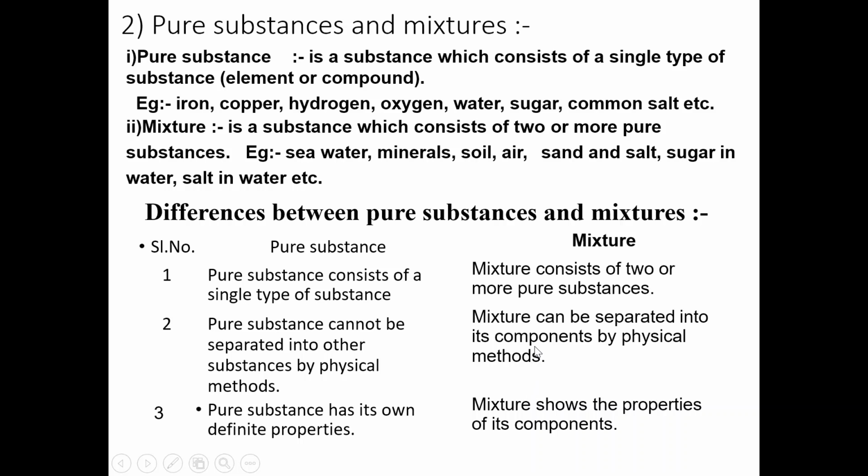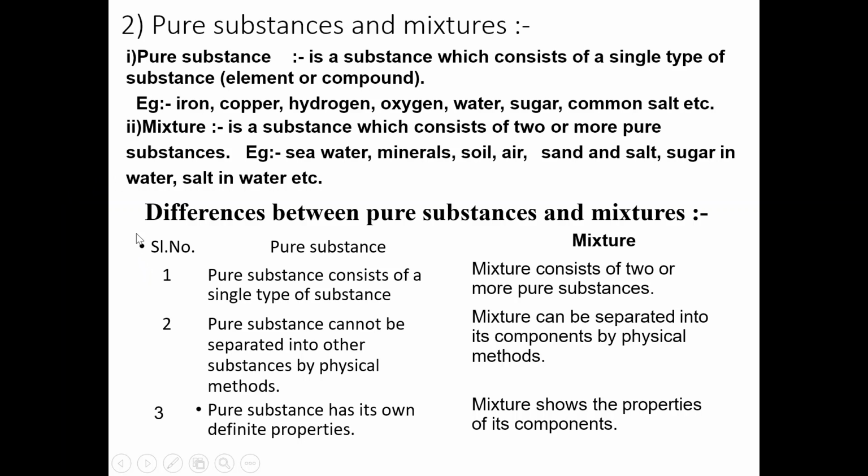Next, if we look at the differences between pure substances and mixtures: a pure substance consists of a single type of substance, that is, an element or a compound. Some examples of pure substances are iron, copper, hydrogen, oxygen, water, sugar, and common salt. Here, iron, copper, hydrogen, and oxygen are elements, water is a molecule, and sugar and common salt are compounds.